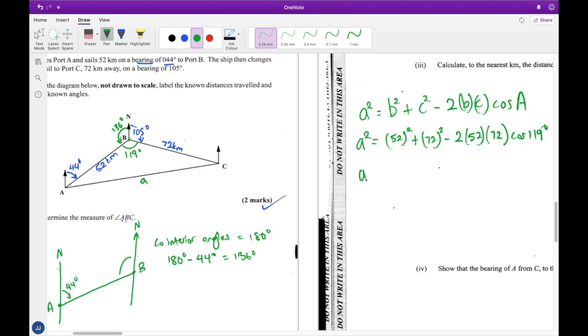So therefore A squared now will be equal to this huge number, 11,518.25. Therefore A will be the square root of that, approximately 107.3 kilometers. So this side here gives us 107.3 kilometers, and we got that using the cosine rule.